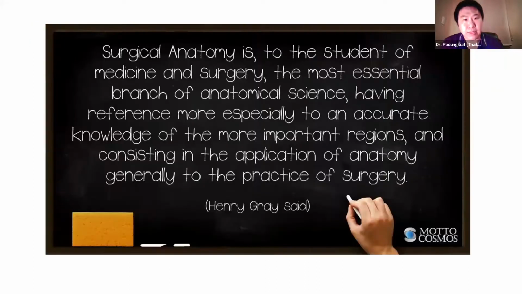Okay. Henry Gray once said that surgical anatomy is, to the student of medicine and surgery, the most essential branch of anatomical science. You have to have knowledge of the most important regions, consisting in the application of anatomy generally to the practice of surgery. So it's very important. It's not preclinical anatomy. Surgical anatomy is different, and I'll go through this in my slides.